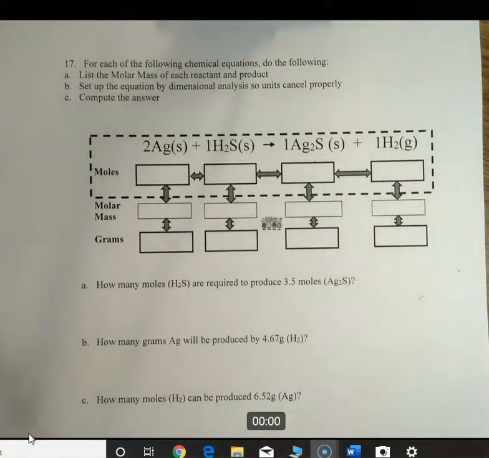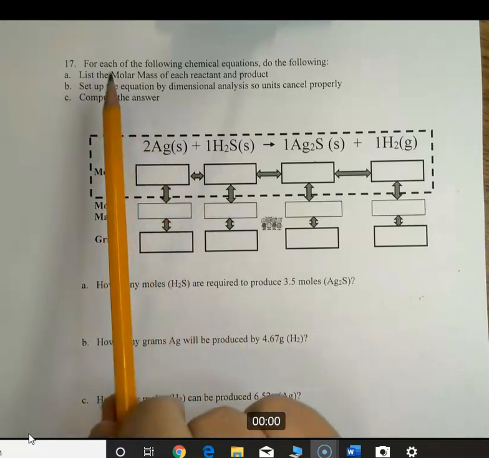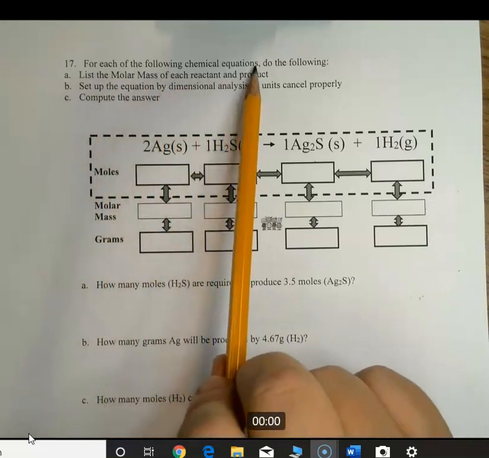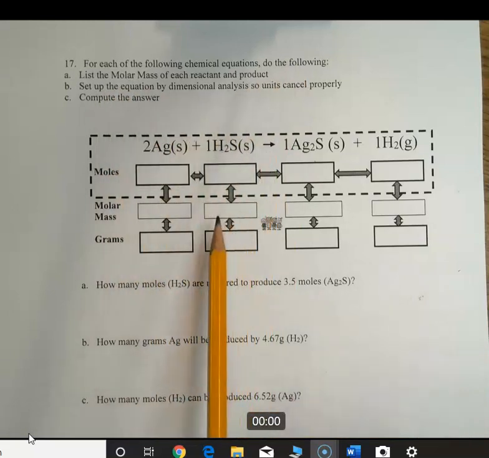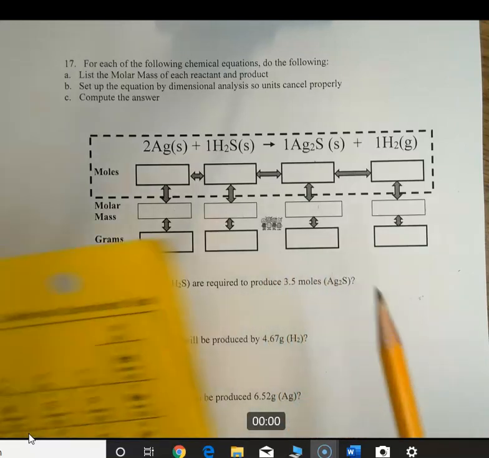Okay, so this one says for each of the following chemical equations, really just one that I'm going to give you, do the following, list the molar mass of each reactant and product. So you go ahead and put the molar masses in there. I'm going to pause for a second and calculate those, but let's just do the first one together. Let's do H2S. So we've done this before.